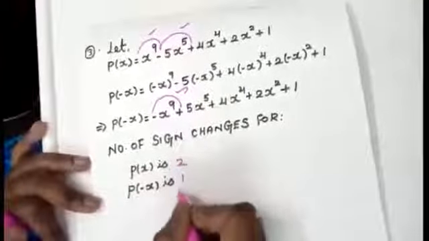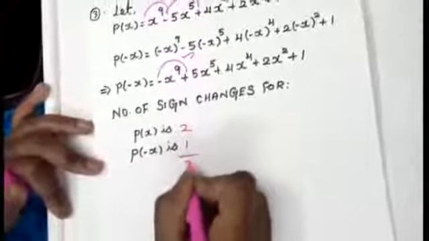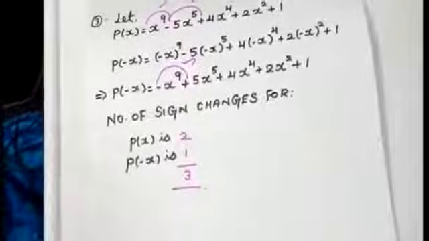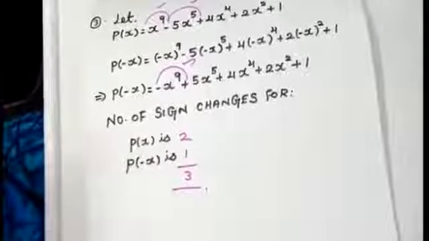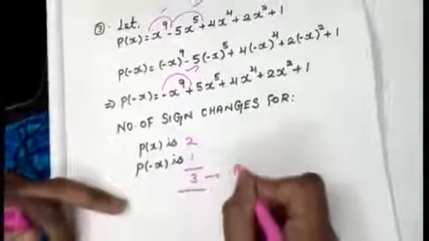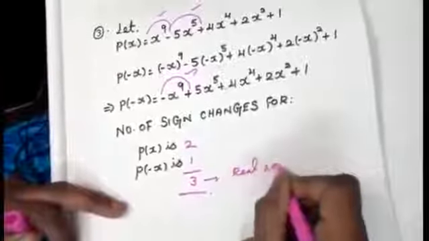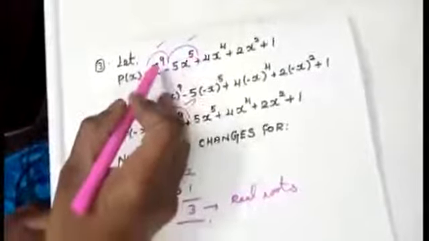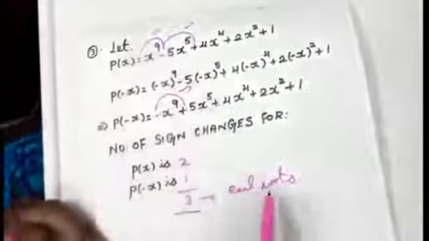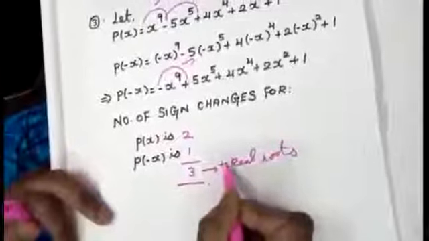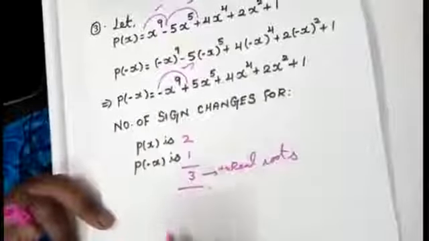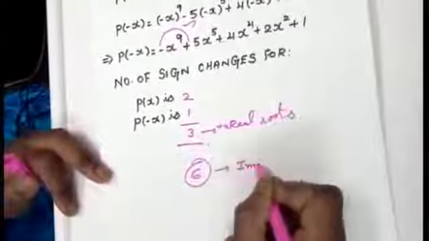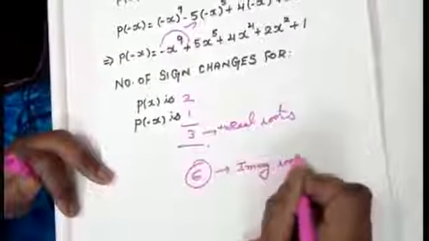So totally how many sign changes are taking place here? 3. So this is the concept. 3 times the sign is getting changed in positive and negative roots. This is the real roots. The highest power of the equation is 9, so totally I am going to get 9 roots. In that, 3 are real roots. The remaining 6 are going to be imaginary roots. So that is the concept they are telling here, students.